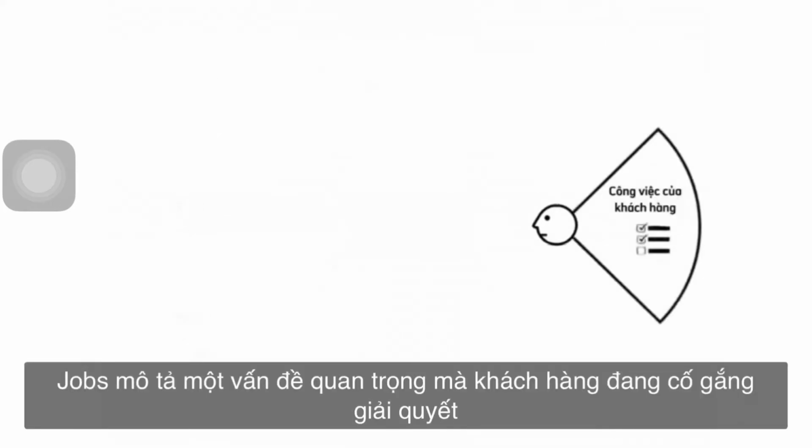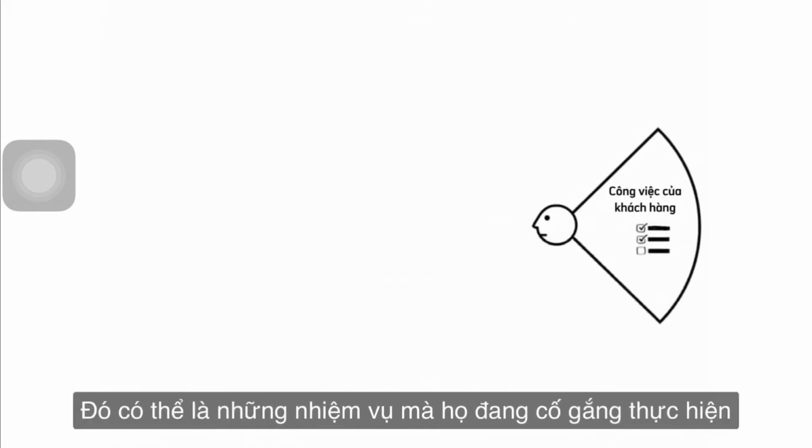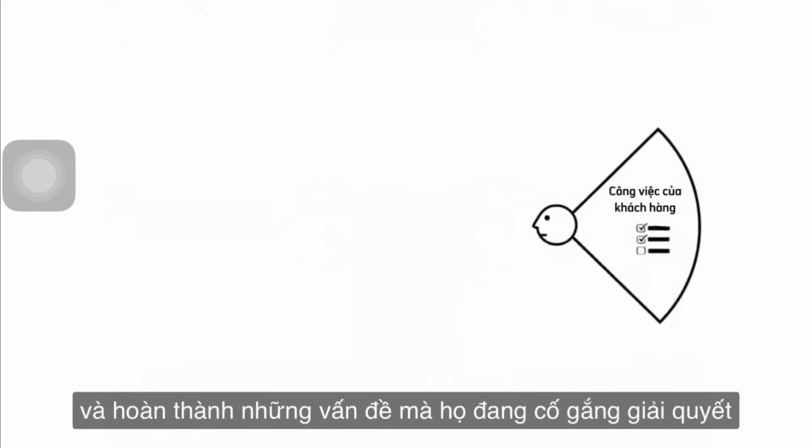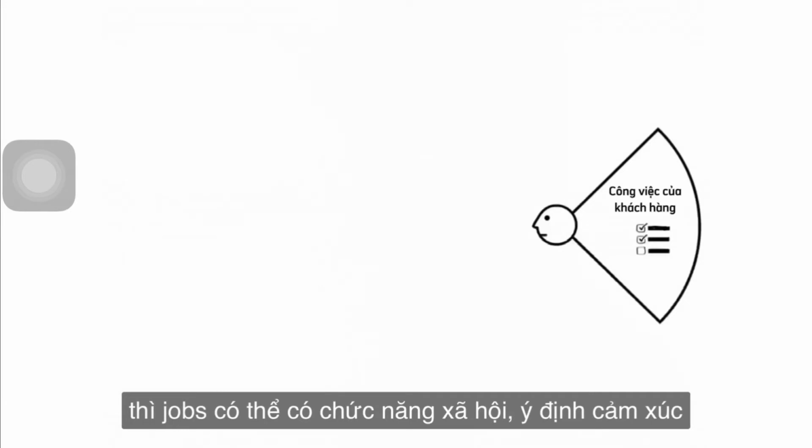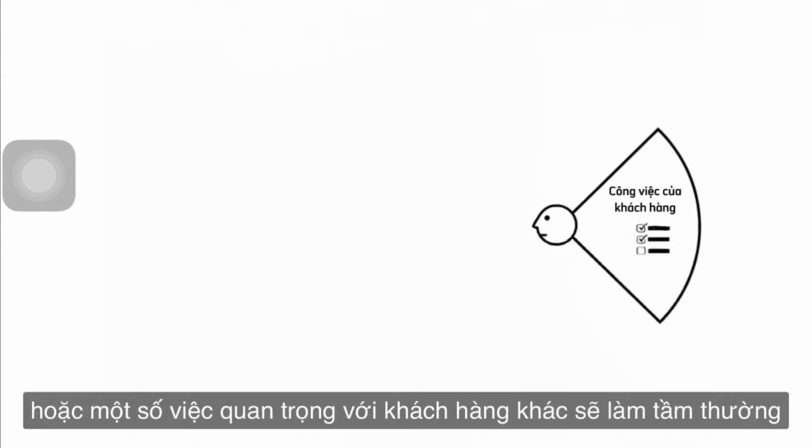Jobs describe an important issue your customers are trying to solve in their work or in their lives. It could be the tasks they're trying to perform and complete, the problems they are trying to solve, or the needs they are trying to satisfy. And then jobs can have a functional, social, or emotional intent. Now, some jobs will be crucial to their customers, others will be trivial.